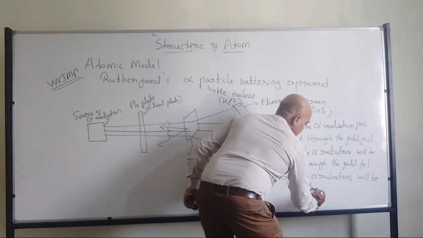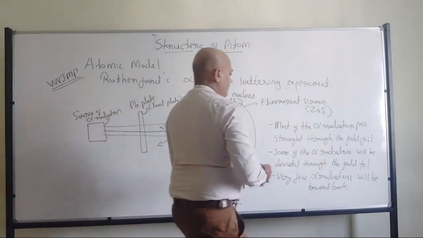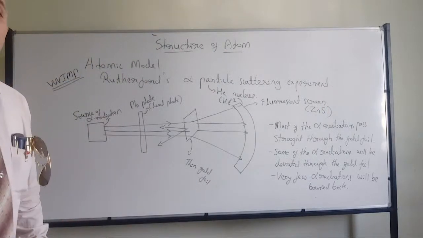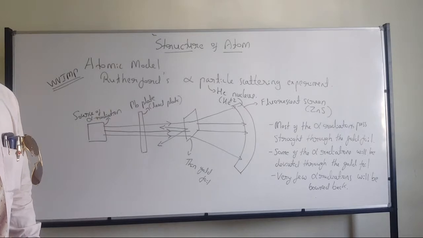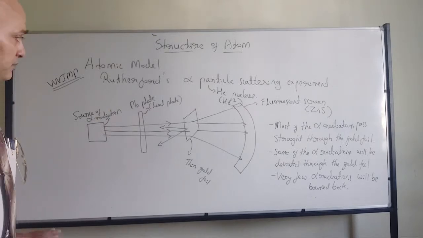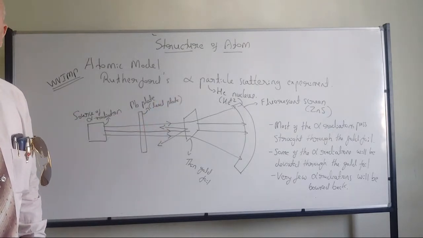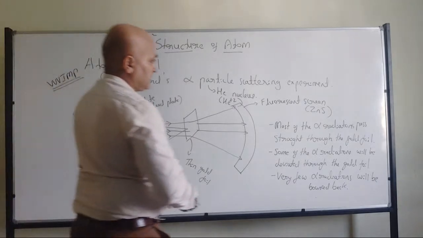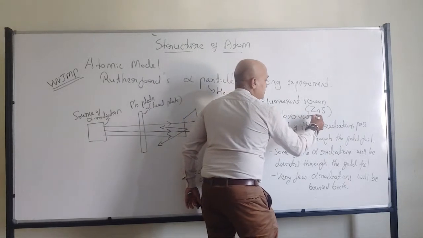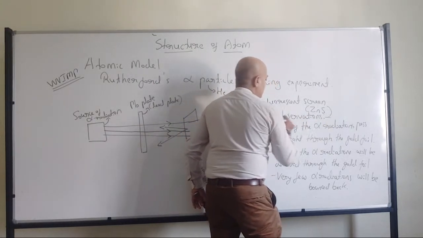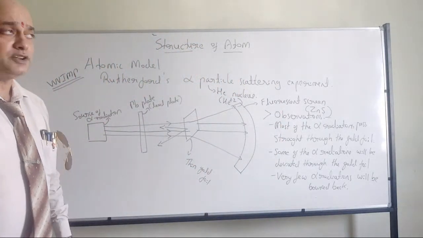Will be bounced back. All of you have understood? So whatever diagram I have shown, it is related to the experiment, how the experiment has been performed. Whatever points I have written, these are the observations from the experiment. Okay? So don't worry, I will explain it once again.